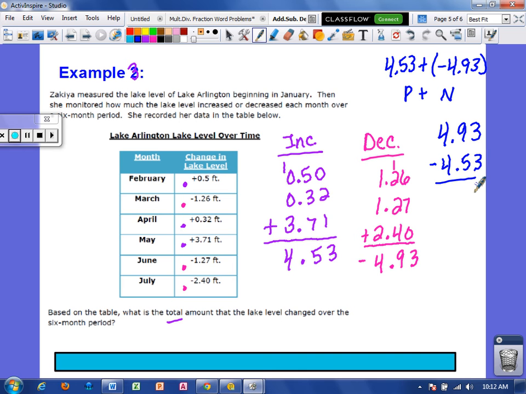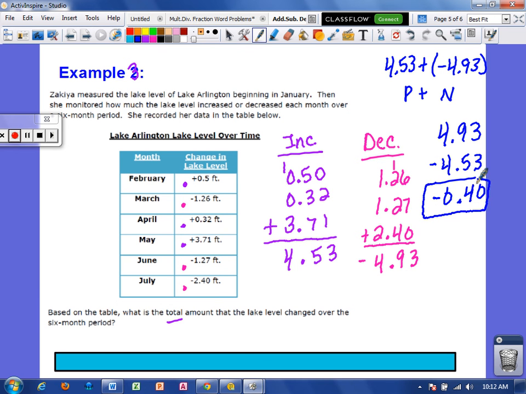3 minus 3 is 0. 9 minus 5 is 4. Keep our decimal, and 4 minus 4 is 0. Now, the quote-unquote bigger number here would be 4.93, because if they were both positive, that would be bigger than 4.53. Think of money if you're having trouble thinking of what's bigger. So like $4.93 would be more than $4.53. So since that would technically be bigger if they were both positive, we look at the sign. It's negative, so our answer is negative.